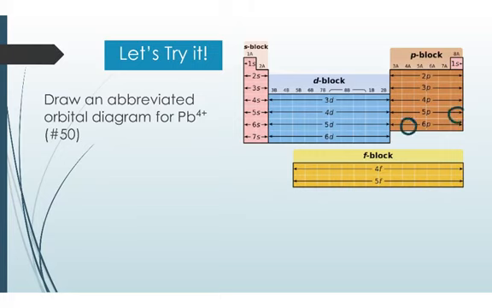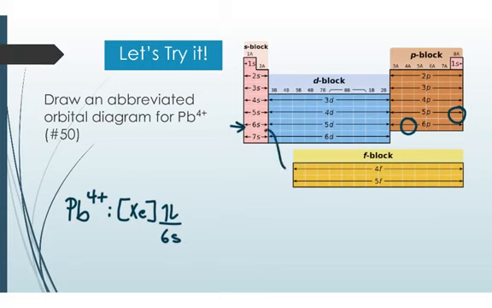And so our preceding noble gas will be up here. We'll start with lead as a normal, and then we'll deal with the 4+ charge and what that means. So again, we're doing an abbreviated orbital diagram. We're going to start with xenon, and then we're continuing here into the 6s. So this is an orbital diagram, so 6s, 2 electrons.